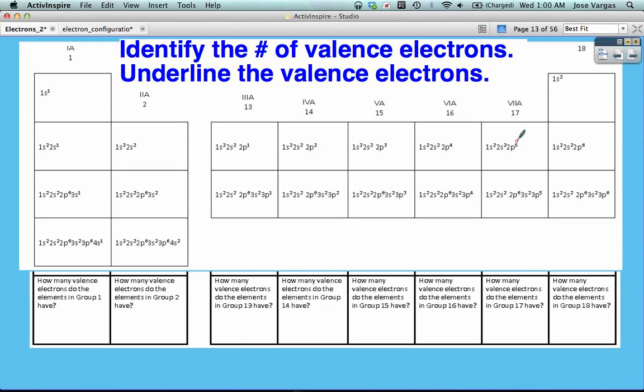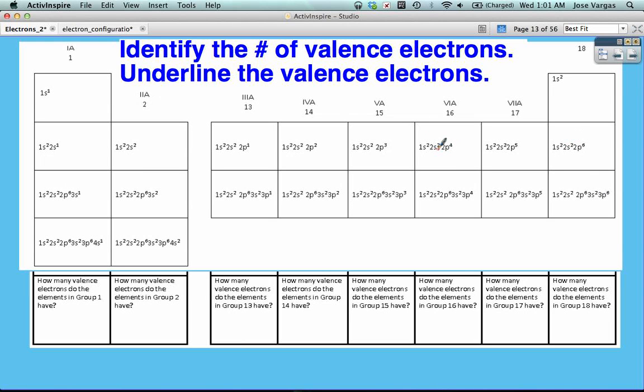But you need to add the S before him. So 5, 6, 7, 5, 6, 7, 6, 7, 8, 6, 7, 8, and so on. So you can look at that to tell you your number of valence electrons.